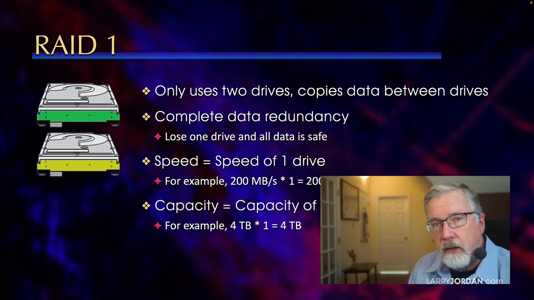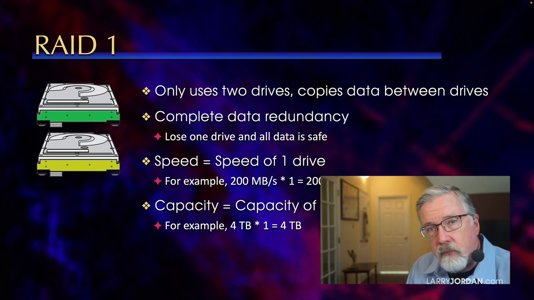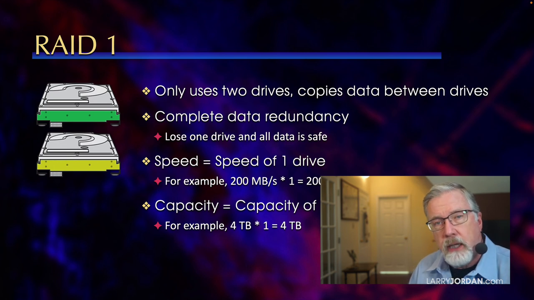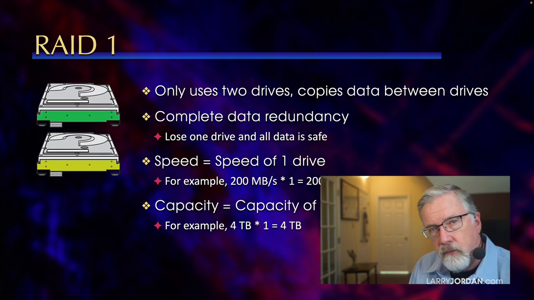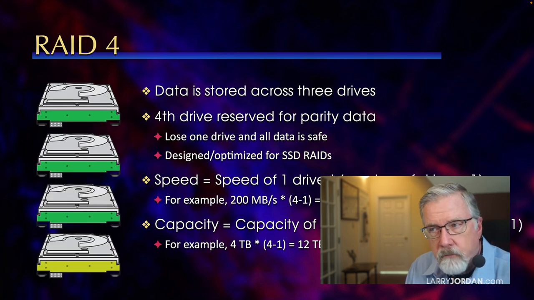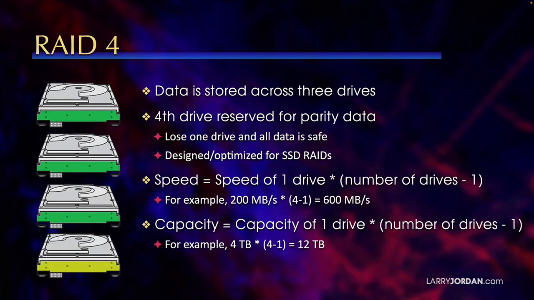There's no big advantage to having a RAID 1 that has more than 2 drives. Well, we want both data redundancy, protection for our data, and we want more speed. So a new format of RAID was invented called RAID 4. Here, the data is stored across 3 drives with the 4th drive reserved for parity data. If we lose one drive, all the data is safe because it can be reconstructed from all the drives that are left.